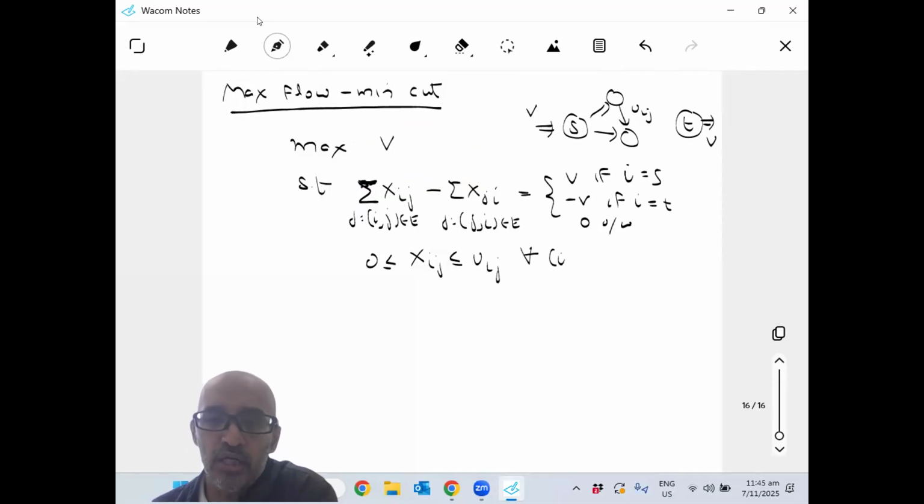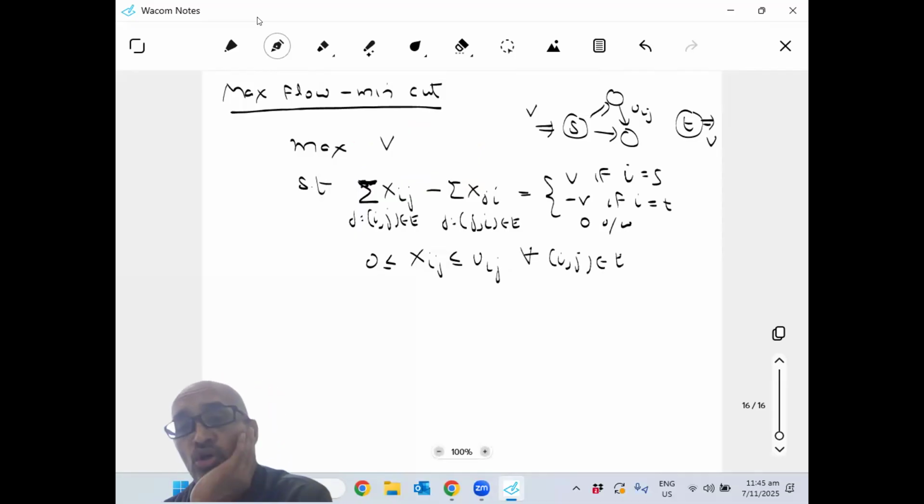One very important property in max flow is that there's a natural representation of the dual formulation, which is called min cut. So LP duality in this network context gives you a corresponding formulation of what's called a min cut problem.